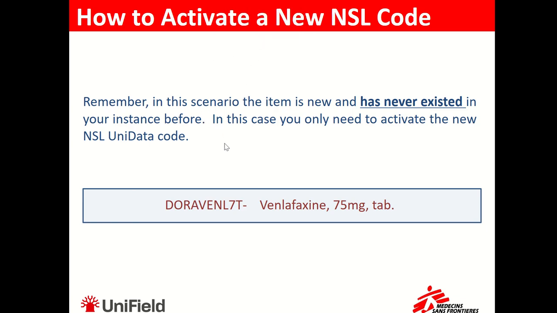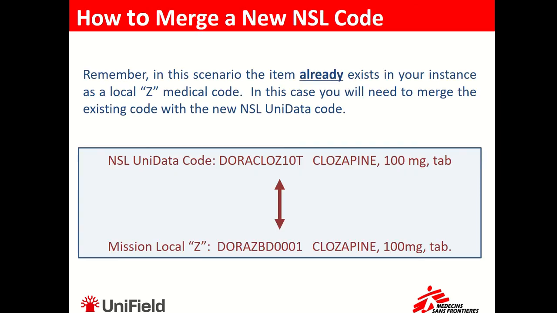So what is option 2, scenario 2? This scenario means that you already had a local Z medical code for the product in your database, and you will now need to merge it with the existing code in the database. This is going to happen a bit slower because HQ will be in contact with the different missions, and they will start a process where we review the databases of your existing local medical codes, and once that is done, they'll identify which codes can be merged, etc.